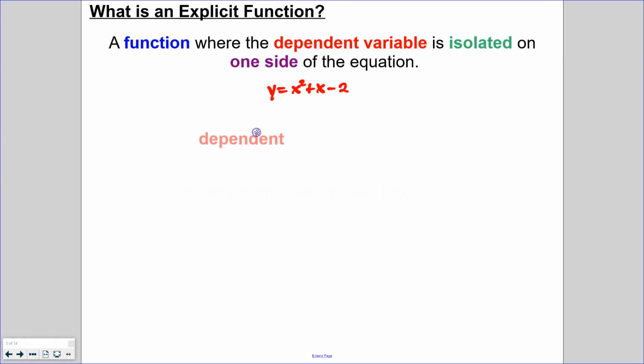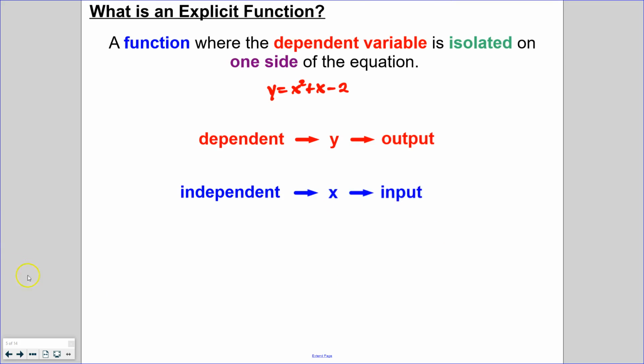And we know that our dependent variable is y, and y represents the output, and our independent variable is x, and x represents the input. And again, this is just normal, basic function material. But now we're giving these basic functions a name, and these functions are explicit functions. Alright, so great. But going back to our original question, what is an implicit function?